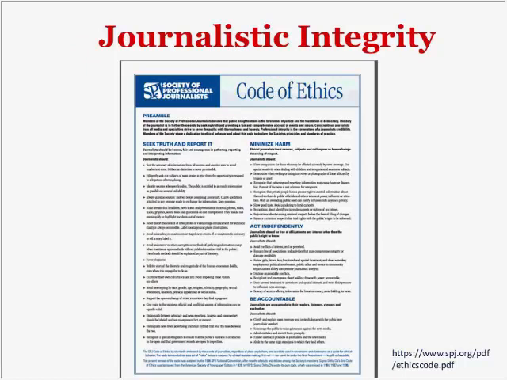These journalists follow, ideally, a journalistic code of ethics. This is an actual document from the Society of Professional Journalists that talks about seeking truth and reporting it, not to harm their subjects, to act independently, and to be accountable. And there's the whole list of ways that that is supposed to happen here.